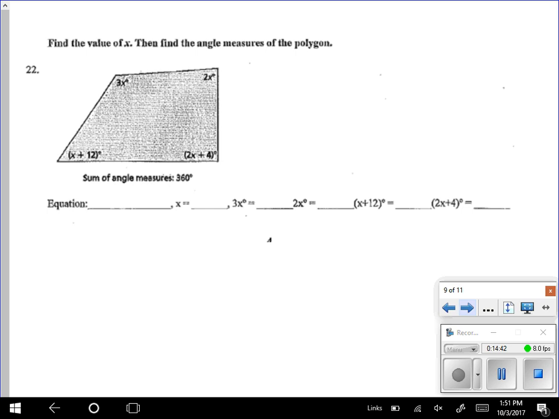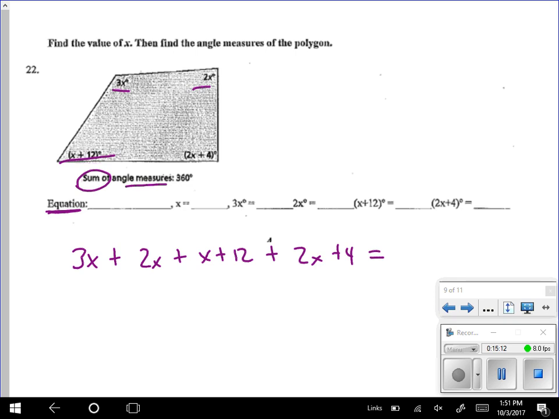Okay, now we have one of our triangle quadrilateral type problems. We have to write an equation and then we solve for each piece. So the sum of the angle measures, the sum, that means we're going to add them all together. So we have 3x plus 2x, plus x plus 12 plus 2x plus 4. What is that all going to equal? It tells us right here, 360.